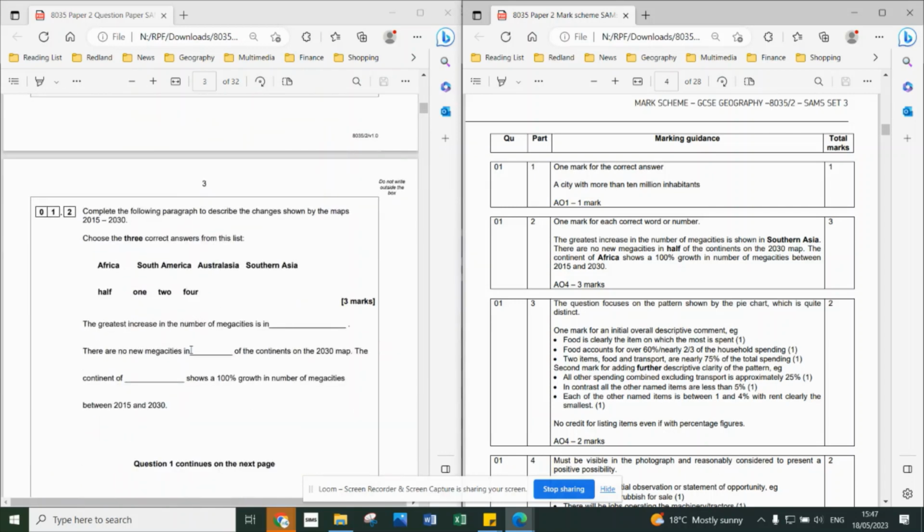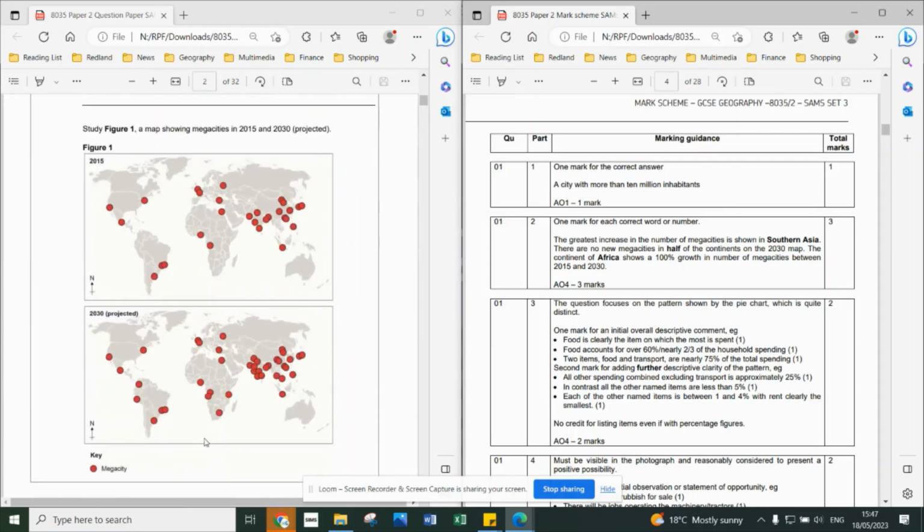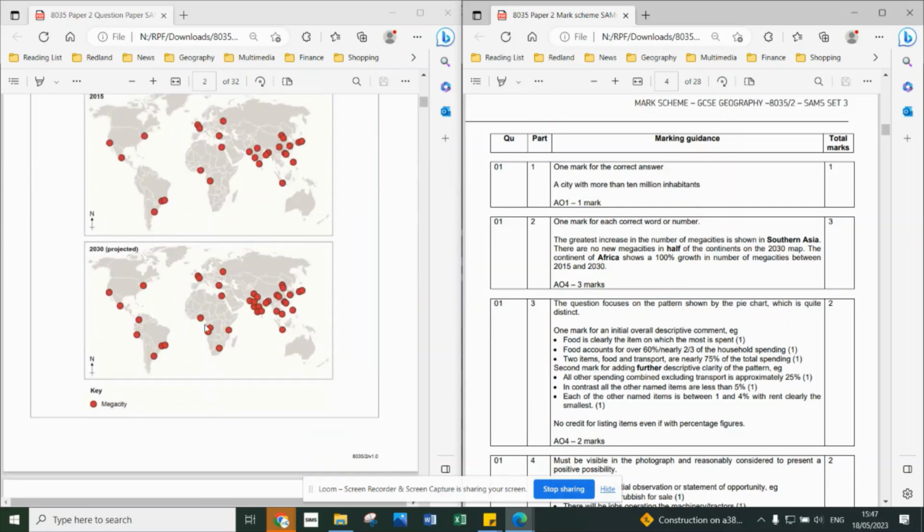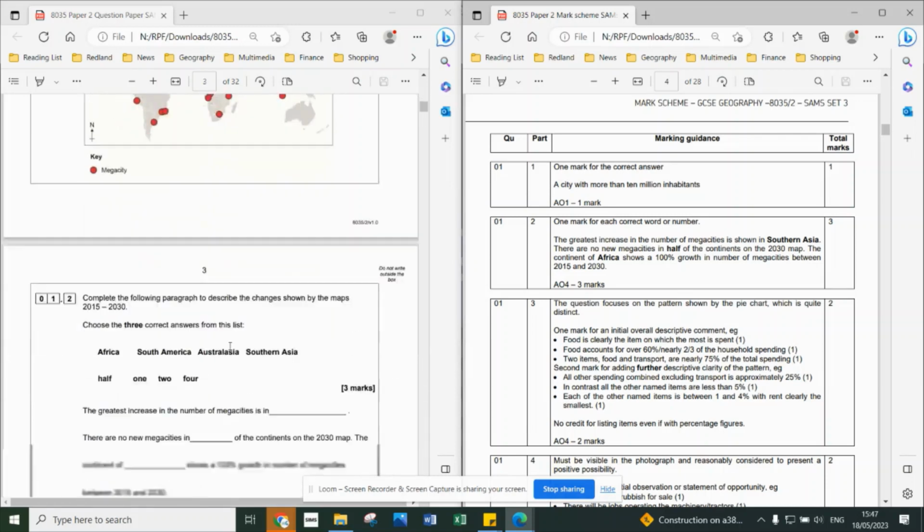There are no new megacities in half of the continents in the 2030 map. The reason it's half is because Antarctica is 1 continent, there's no increase there. North America is another continent, there's no increase there. And Europe is another continent, and there's no increase there. And Oceania is another continent there. And the continent of Africa shows 100% growth in the number of megacities. Africa goes from 3 megacities, Cairo, Lagos, and Kinshasa, to 6. So that's a 100% increase.